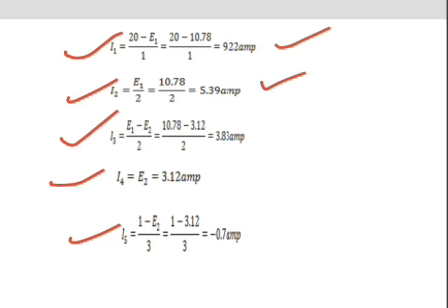I3 equals E1 minus E2 divided by 2. You know the values of E1 and E2: 10.78 minus 3.12 divided by 2 equals 3.83 amp. I4 equals E2, 3.12 amp. I5 equals 1 minus E2 divided by 3. With E2 equal to 3.12, 1 minus 3.12 divided by 3 equals 0.7 amp. Like this, we can calculate all the branch currents.